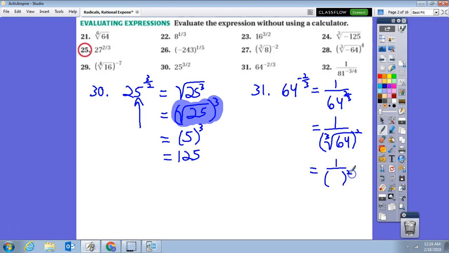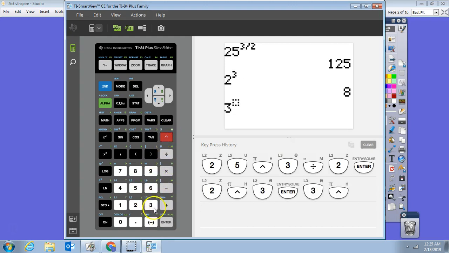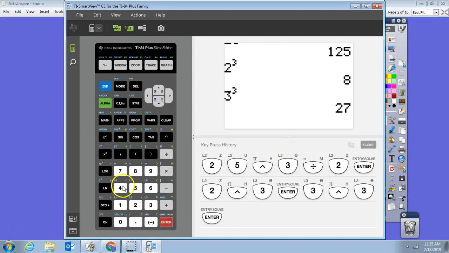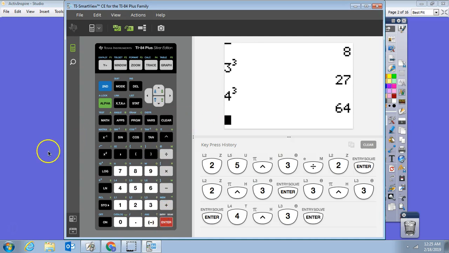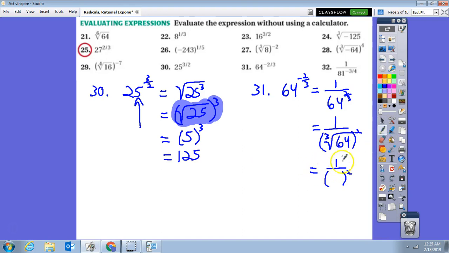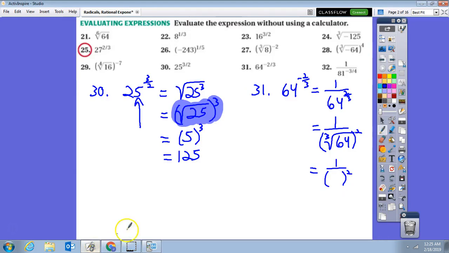What is the cube root of 64? Remember, what times itself 3 times gives me 64? Or what to the 3rd power gives me 64? When I go to my calculator, 2 to the 3rd power is 8. 3 to the 3rd power is 27. 4 to the 3rd power, check it out, is 64. So what is the cube root of 64? That is 4, because 4 to the 3rd power, or 4 times 4 times 4, is 64.